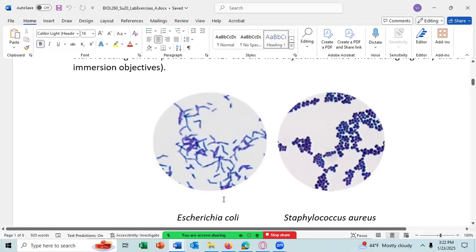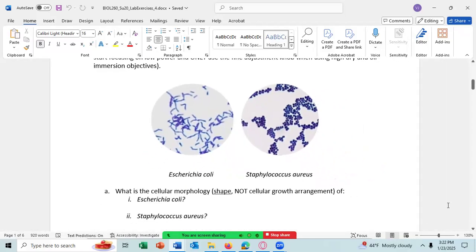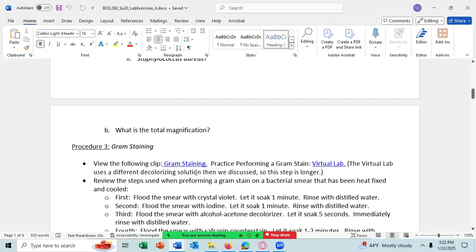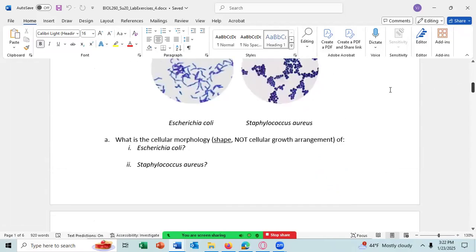I will warn you, E. coli is not a spirillum. And then those are the Staphylococcus there. You can see them better. It asks you, what's the cellular morphology, the shape of the E. coli? Do not give me the cellular growth arrangement, just the shape of the cells. What's the shape of the Staphylococcus aureus? And then for procedure 2B, give me the total magnification that was used to observe these cells.